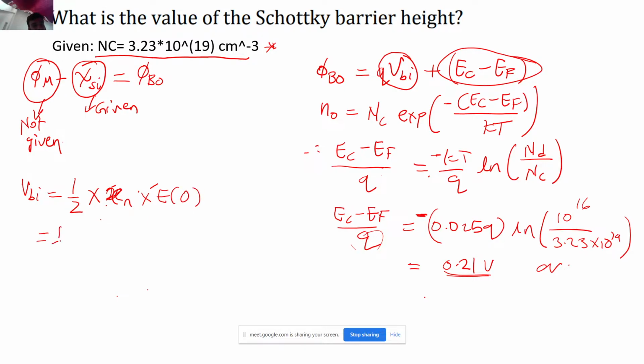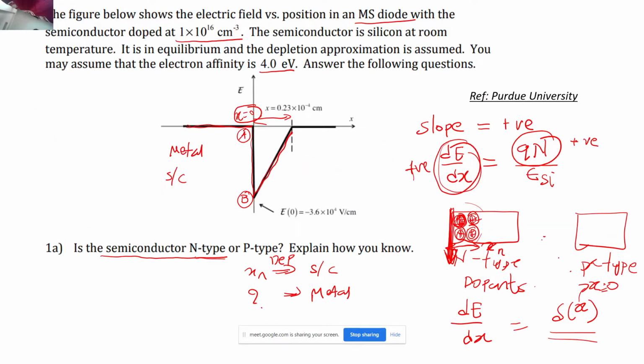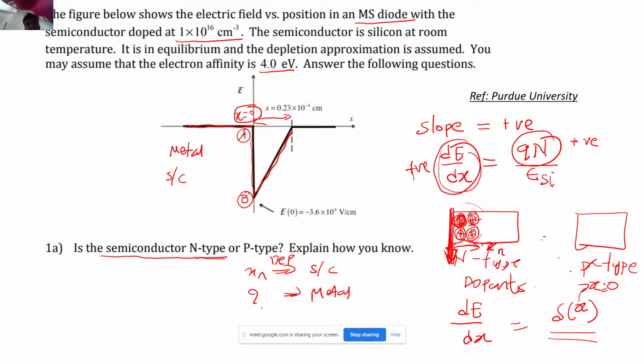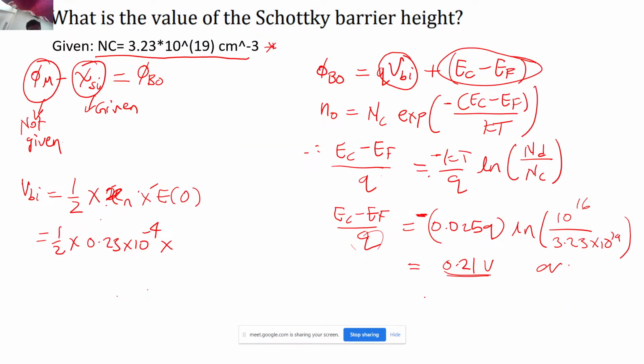So let's check whether all these values have been given to me or not. What is the value of Xn? 0.23 into 10 to the power minus 4 centimeter. And what is the value of E of 0? See, just check the units. Everything should be in centimeter, nothing should be in micrometer, or else you have to adjust the units. E of 0 is 3.6 into 10 to the power 4. So if you calculate the value of VBI, you will get 0.41 volts.